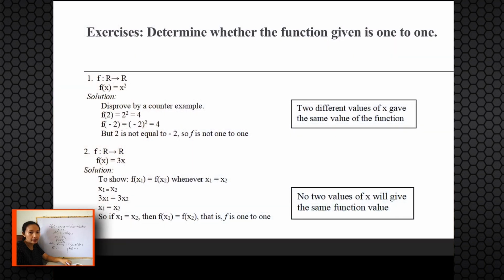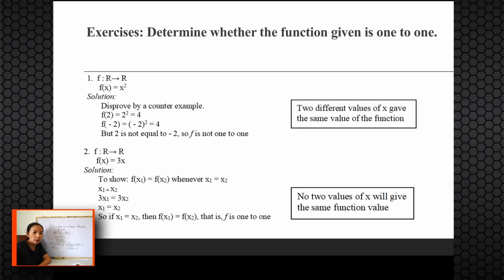We proceed to the next. Look into the other examples to help you understand further what an injection is. Number 1. Can you see this? The first function, f, is a mapping from the set of real numbers to the set of real numbers. R mapped to R. If there are questions, feel free to type them in the chat box so we can address them before we proceed to the next slide.